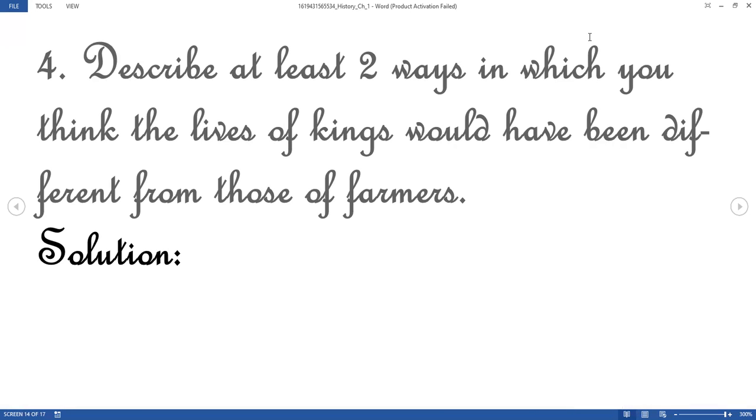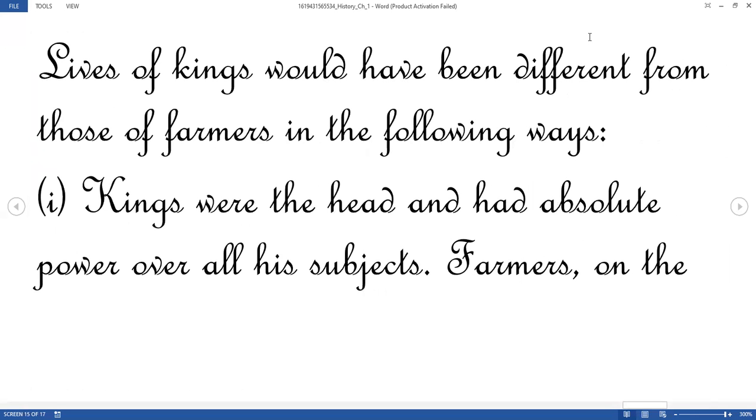Now describe at least two ways in which you think the lives of the kings would have been different from those of farmers. Now, what are the kings and what are farmers? Kings are the ones who are richer than farmers. I'm not saying that farmers are not rich, but more richer than farmers are only kings. So the kings rule, right? Farmers rule their farm. Means they take care of the farms, and they take care of the fields, right?